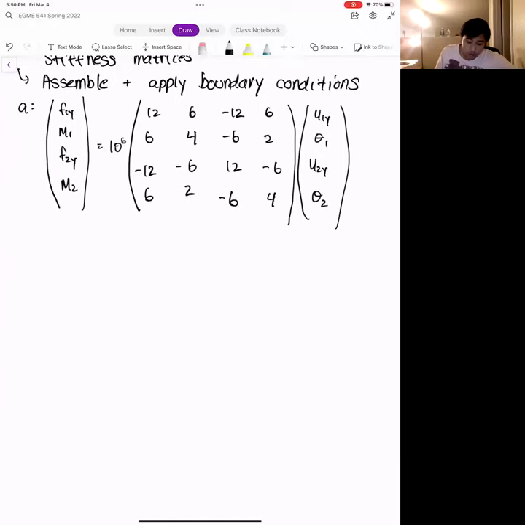Since all 3 beam elements here are identical, I'm going to just copy their values down. For element B, the only thing that's going to change between elements A, B, and C is the nodes that they're connected to.